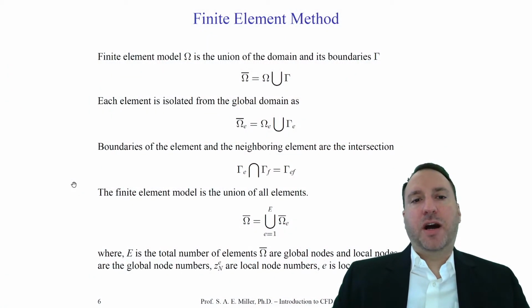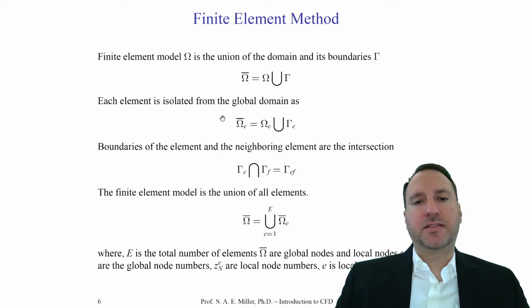The finite element model will be formed in omega, which is the union of the domain and its boundaries, in the first equation. We've already introduced this. We can also do the same thing to each element if we isolate it from the so-called global domain. Here, we have the same exact equation, except now we have subscript e to denote it's the elemental basis. Each element consists, in this set notation, of the domain of the element with the union of its boundaries. The domain and the boundaries make up each element.